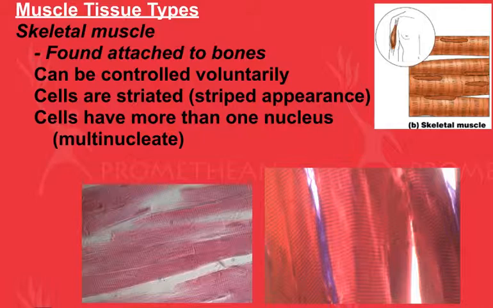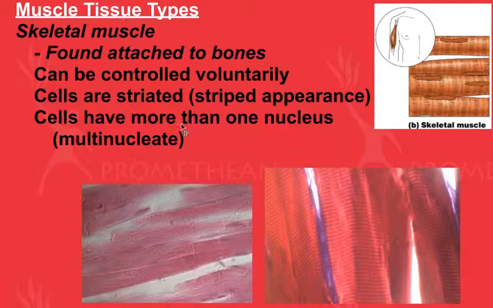Skeletal muscle can also be called striated muscle. This is going to be found attached to your bones. And skeletal muscle can be controlled voluntarily. That means you can control it. You can make it do things that you want it to do. The cells have sort of a striated or striped appearance, and you can see the little stripes on these pictures.